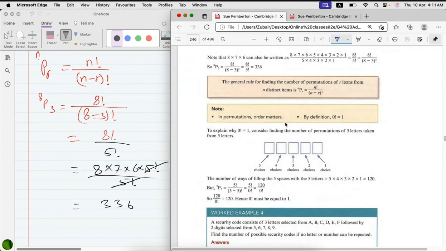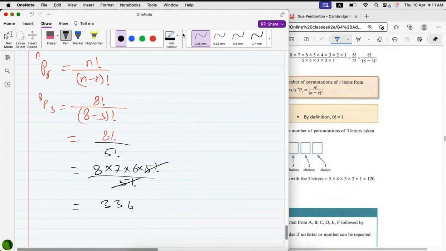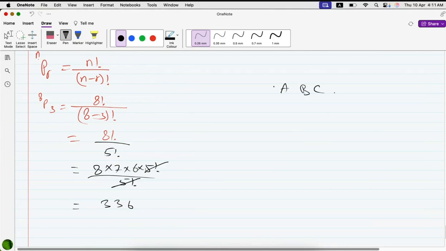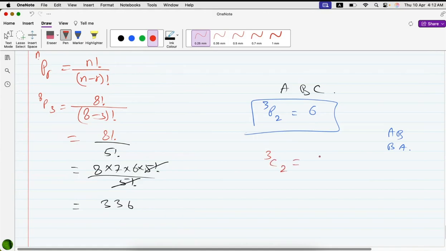So in permutation, order will matter. For example, if there are 3 friends A, B, and C, and you're going to select 2 out of these for a picture, and if you say that we stand A, B, or we stand B, A, is a different choice, you'll have 6 different ways. You can have 6 different types of pictures. But if it does not matter, they're standing next to each other, then that will be a combination. And 3C2 gives only 3. There are only 3 different options.